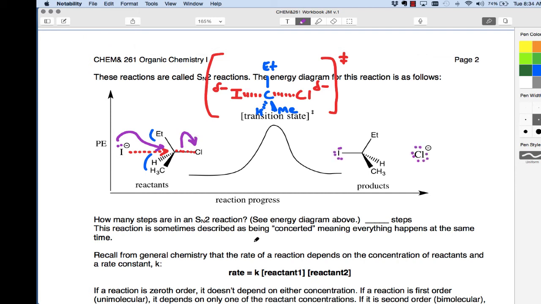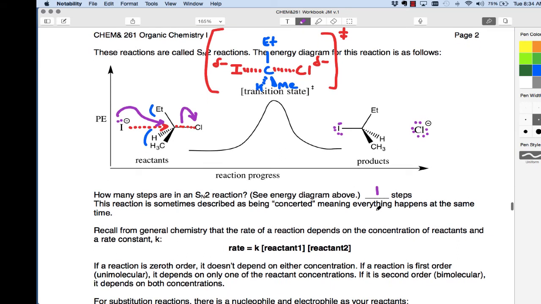Now, how many steps are in this reaction? Okay, so 1. Okay, 1 step with 1 transition state. There's no intermediate. This is a transition state. It's different from an intermediate. And usually in the transition state, we're showing the bonds breaking and forming, whereas an intermediate is sort of like a product in the sense that it gets formed from a step, but then it goes ahead and gets used again in a subsequent step.